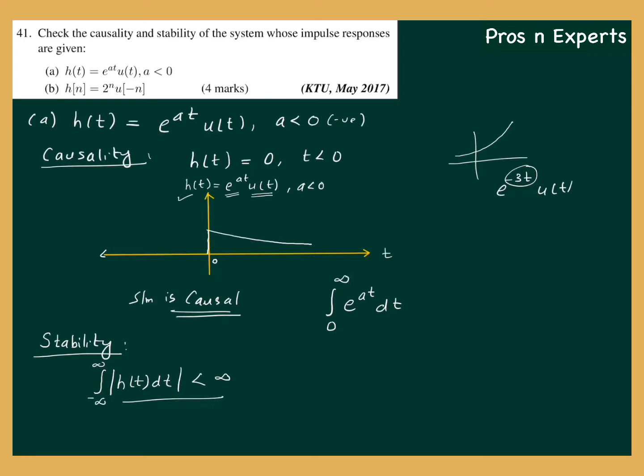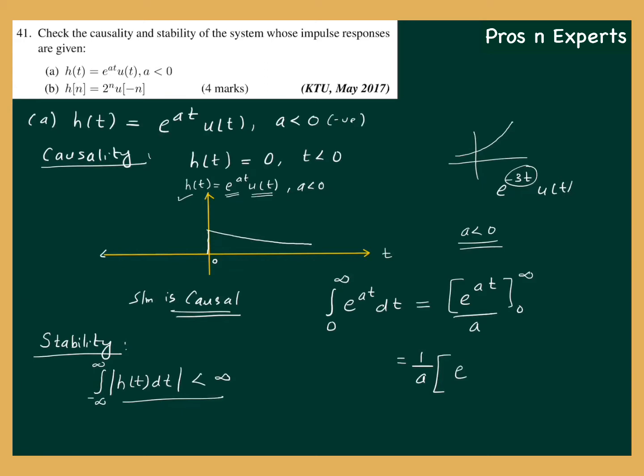Okay, so we have to find the value of this integral from 0 to infinity of e raised to at dt, provided you take care that a is negative. Now what is this integral? This is e raised to at by a from 0 to infinity. Why can't we apply the limit? On applying the limits, it becomes e raised to a into infinity.